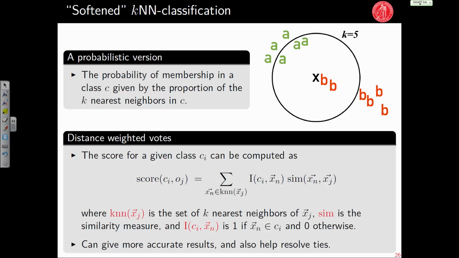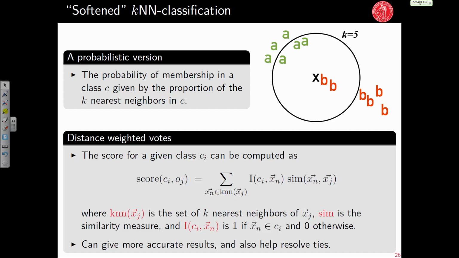Another way of doing this is to introduce distance weighted votes. If you look at this picture here, it's clear that the 2 B instances are closer to X than the 3 A instances. So what if we introduce the similarity or the distance that we can compute between X and its nearest neighbors into the equation, and then use that to determine the class?